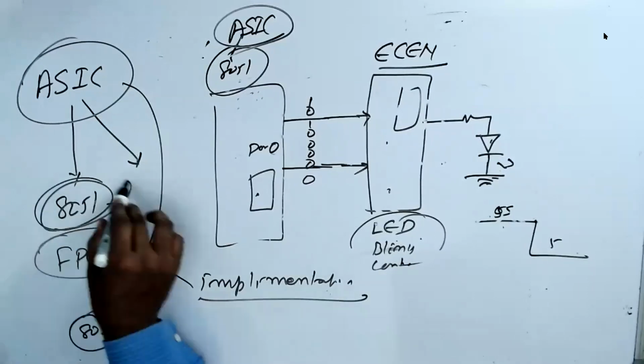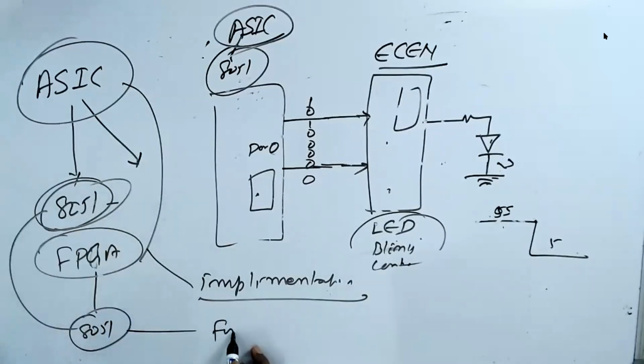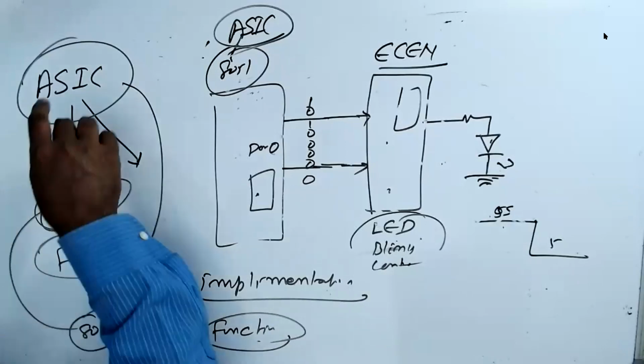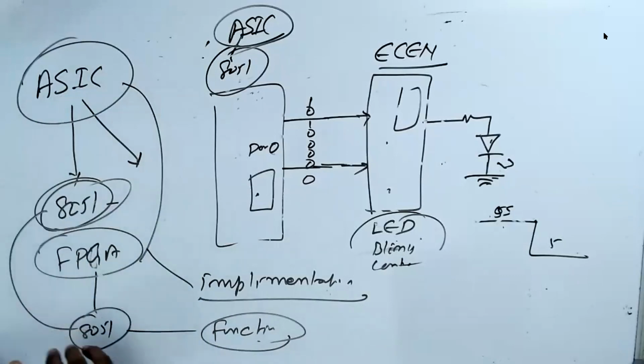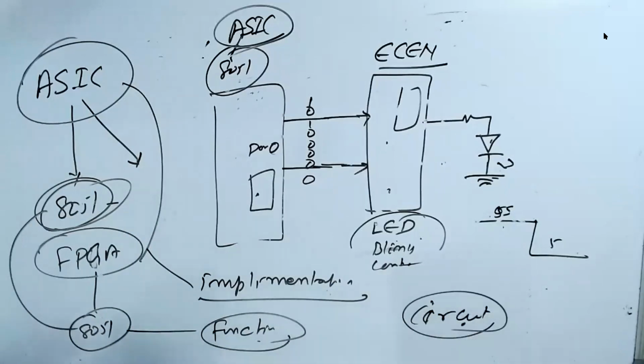These two are functionality. I use gates to build 8051. How are the gates going to be connected? In the ASIC, it makes a fixed connection. In the FPGA, I give you the flexible connection. That's the only difference. But 8051 uses gates and connections. That connection is called a circuit. Understand that?